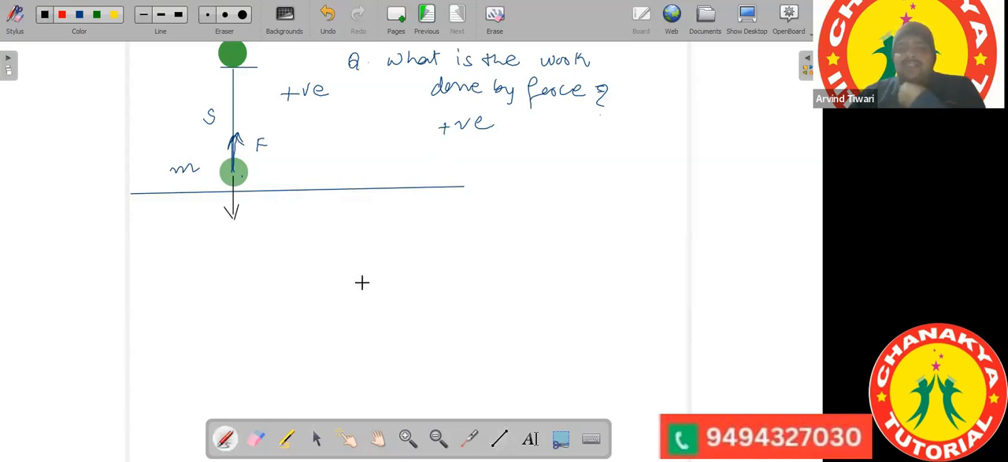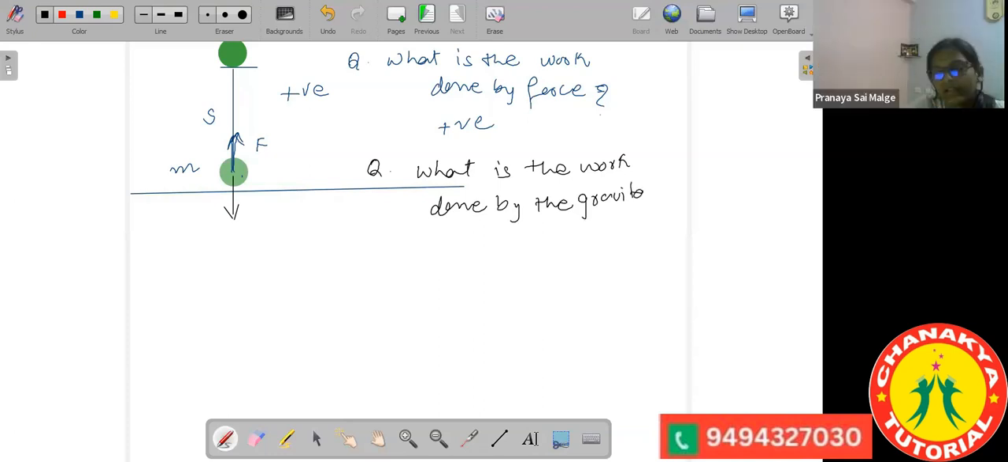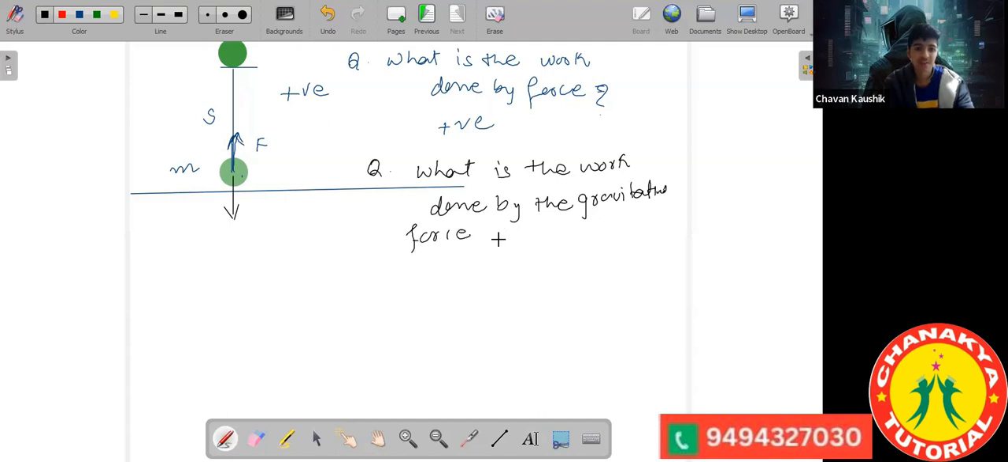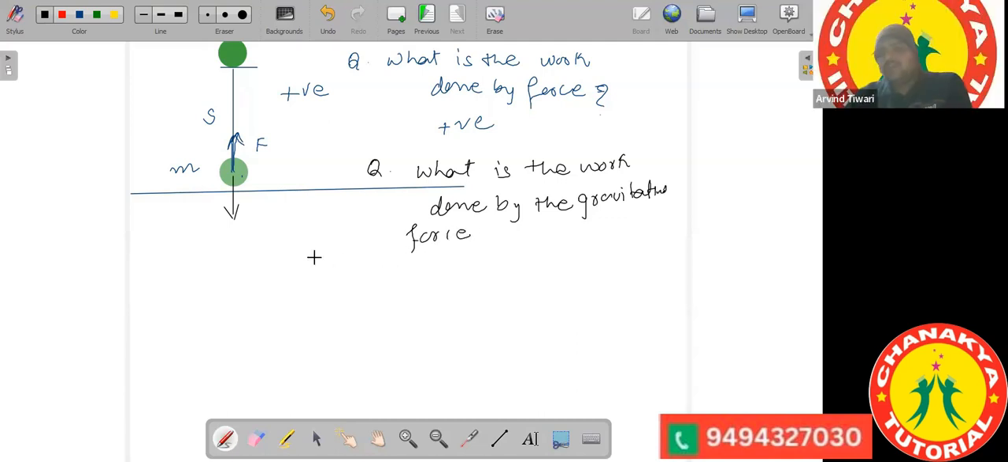So if I change the question again, just the same situation, but I change the question to: what is the work done by the gravitational force? Will it be positive or negative? Negative. It's going in the opposite direction of gravity, so it's negative. See, the situation is the same, but who is doing the work? If you are asking what is the work done by gravity, then it is a negative work done.